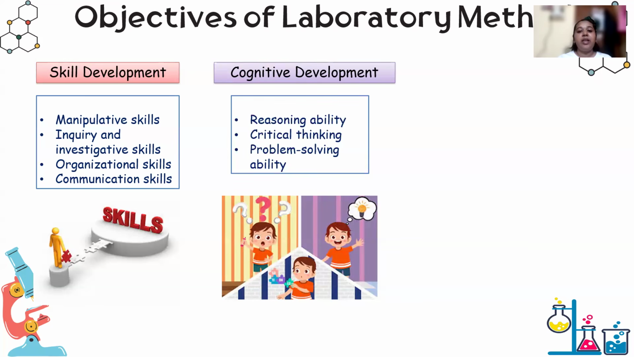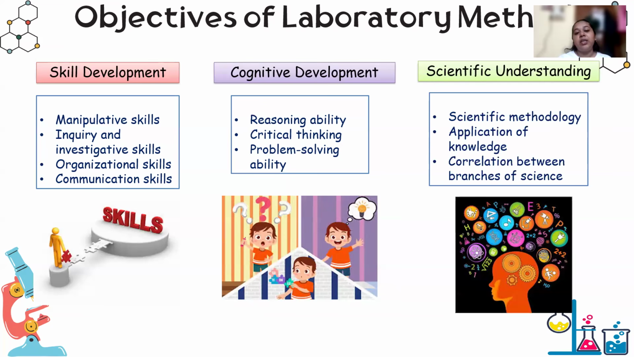Next is cognitive development, where they develop reasoning ability, critical thinking, and problem solving ability. Again, as I said, during an experiment, when they are performing it, they understand why this is the outcome or why we got this as the result. So they become better at reasoning, they understand the procedure, they understand the observation, they come to a conclusion, which also helps them develop critical thinking. Again, while doing an experiment, there might be problems with the procedure or while observing. That is how students also learn problem solving ability.